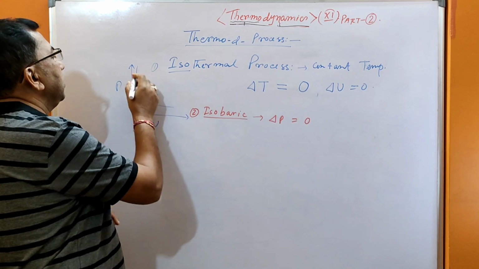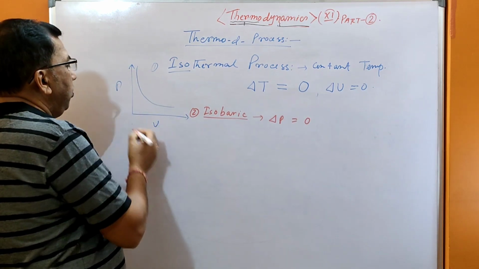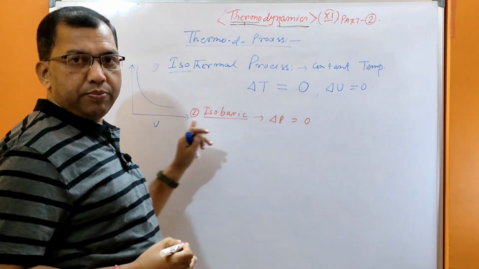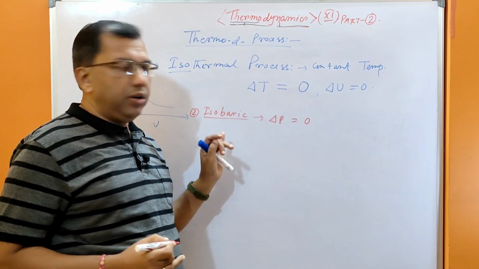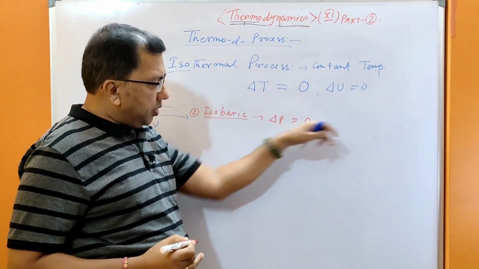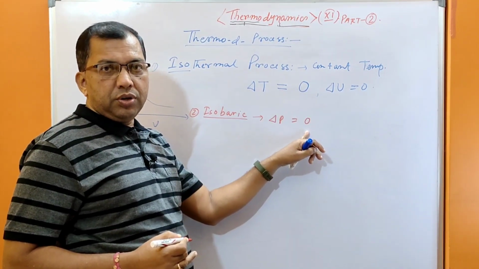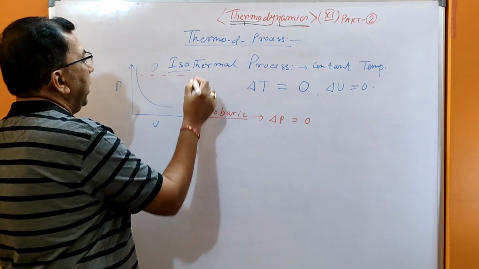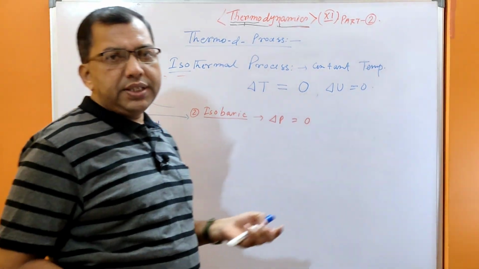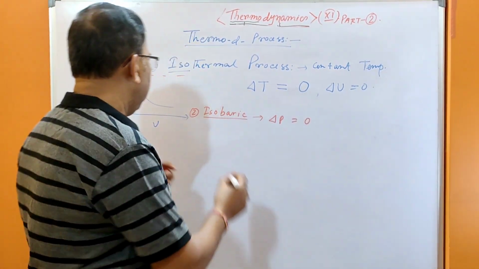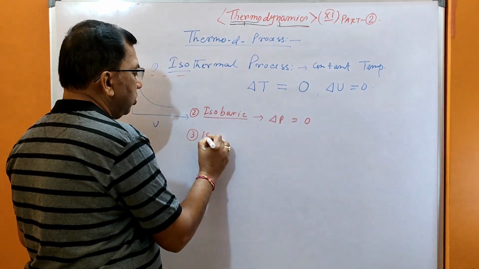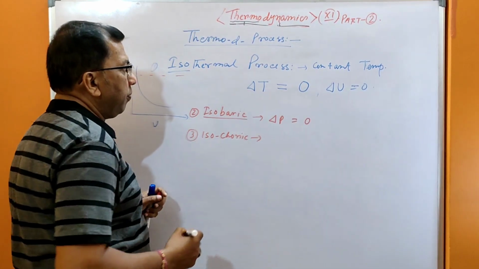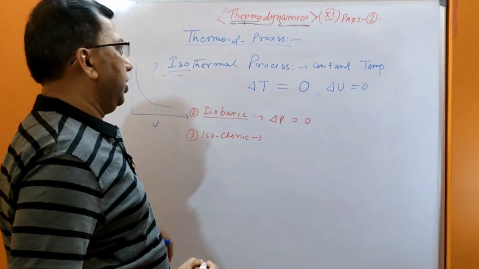On the pressure-volume graph, the volume will change while the pressure remains constant. This is the graph of the isobaric process. Next comes the isochoric process. These are the thermodynamical processes.